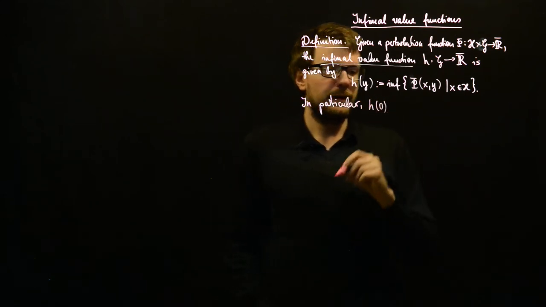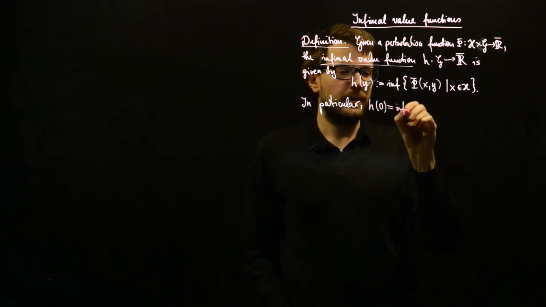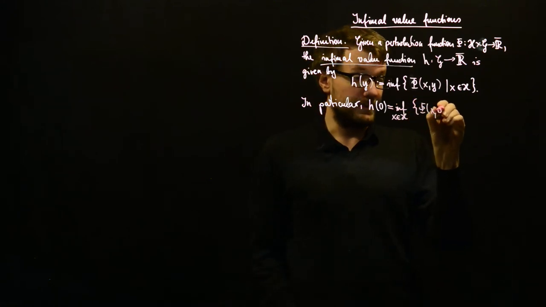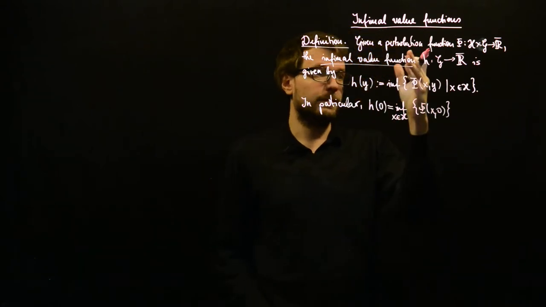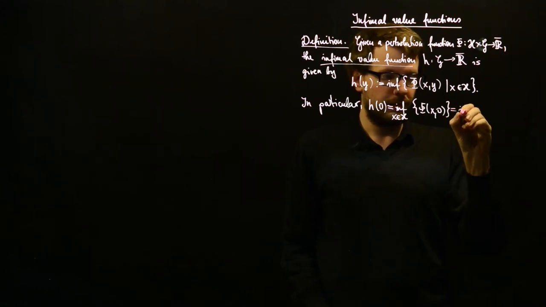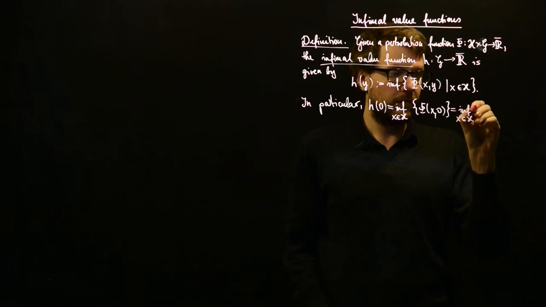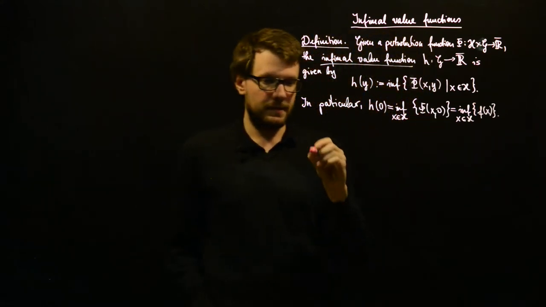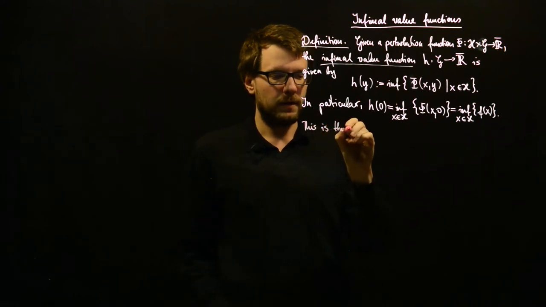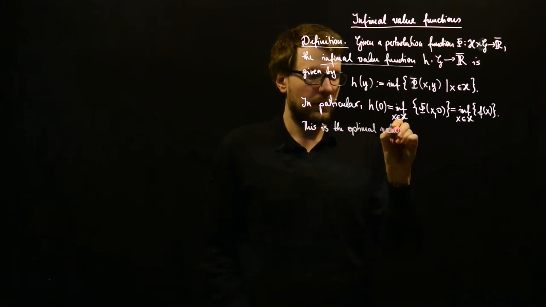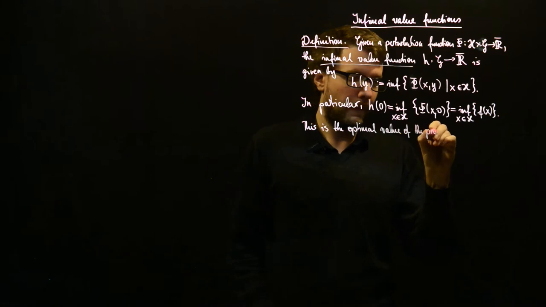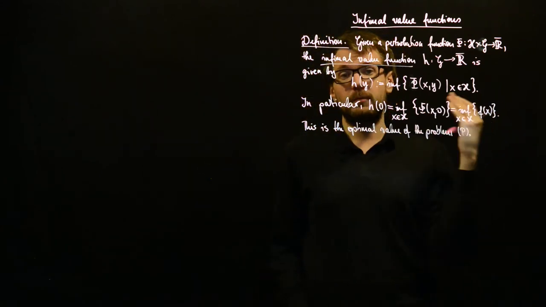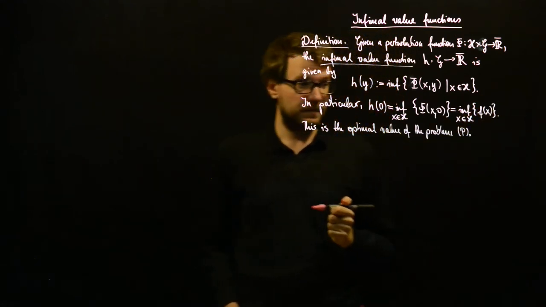In particular, if we take h of 0, then we get the infimum over all x in H of phi of x, 0. And by definition of the perturbation function, this gives the infimum over x in H of f of x. So this is the optimal value of the problem, which we denoted by P in the last video. There, f was our objective function, and we wanted to minimize f of x over x in H.